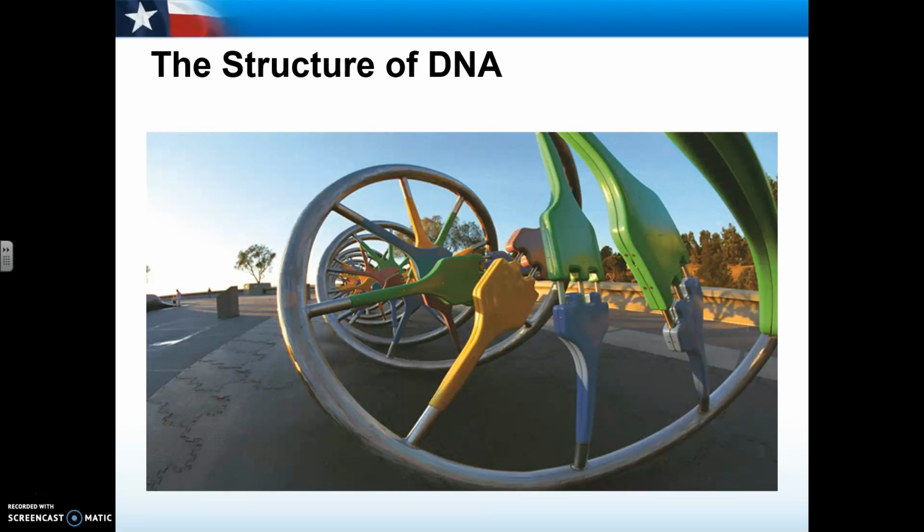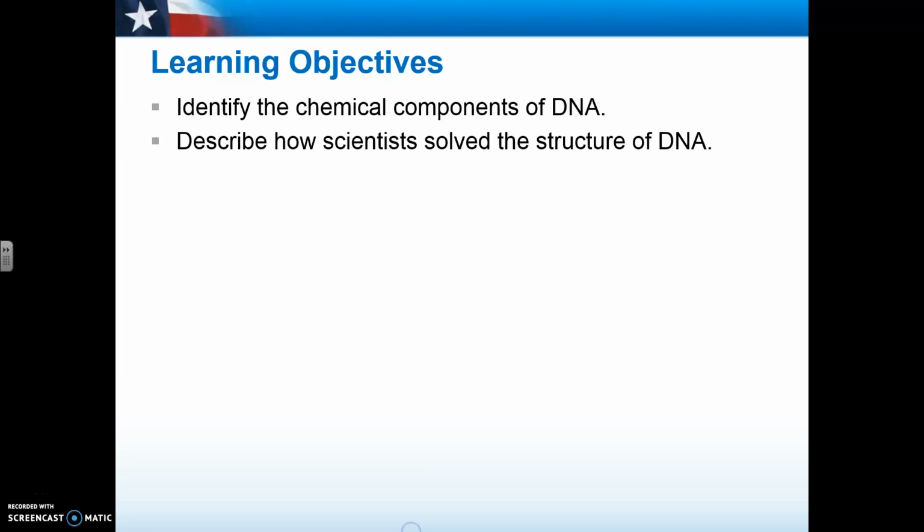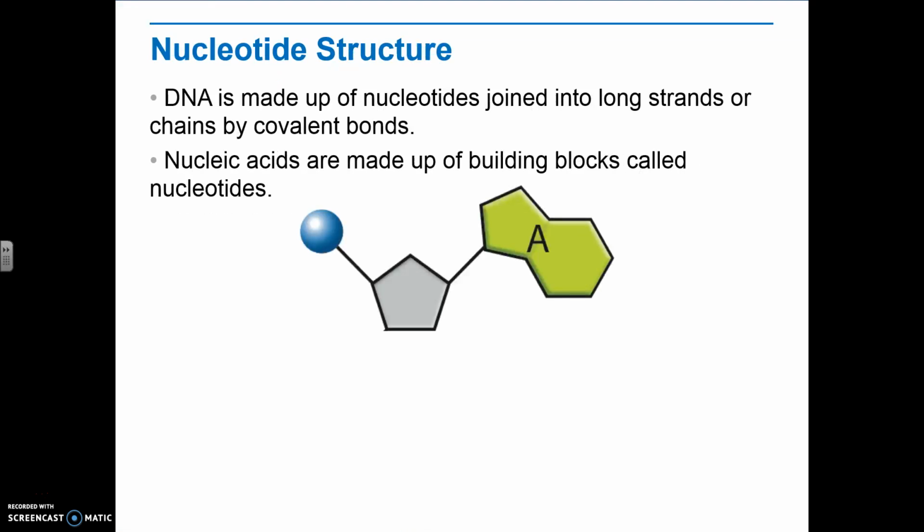So this unit is going to talk about the structure of DNA, and then we're going to go into DNA replication. We're going to talk about the chemical components of DNA, we'll talk about the scientists who solved the structure of DNA, and what they learned from the double helix model.